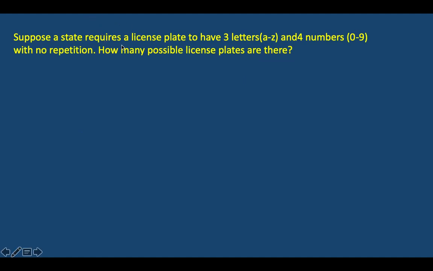Suppose the state requires the license plate to have 3 letters A to Z and 4 numbers 0 to 9 with no repetition. Okay, no repetition again. How many possible license plates are there? Okay, so they don't tell us that the 3 letters have to come first, but that doesn't matter, right? Because we're just multiplying all of our values. So it doesn't matter which one comes first because 4 times 14 is the same as 14 times 4, right? We can rearrange the multiplication.